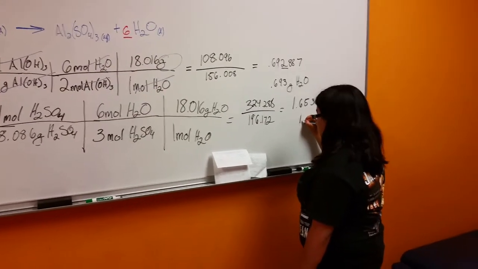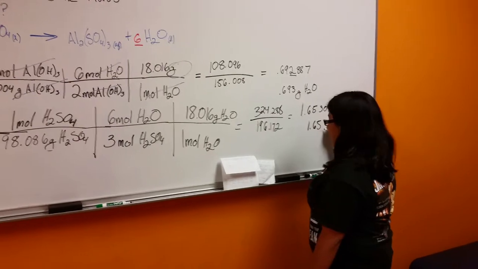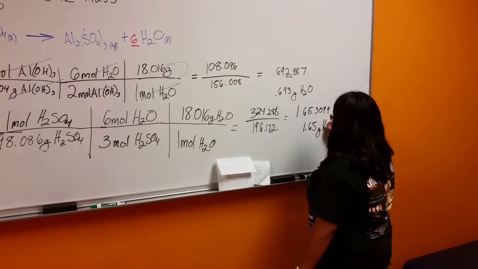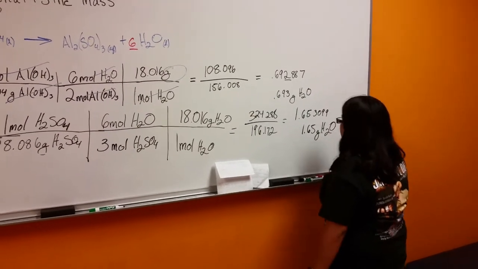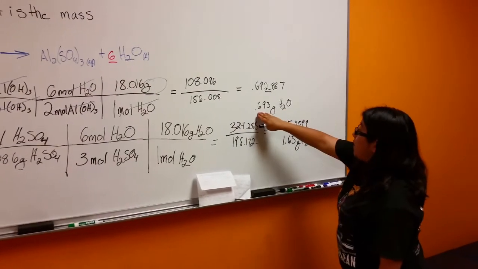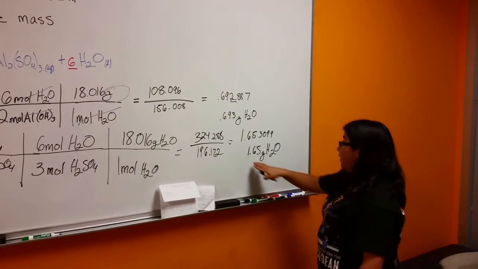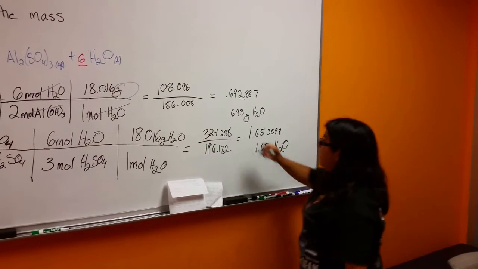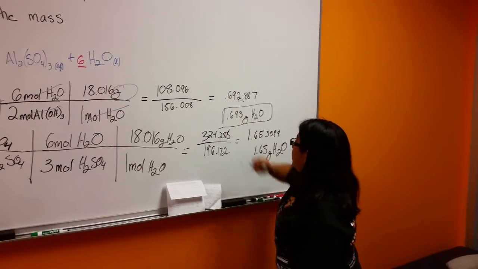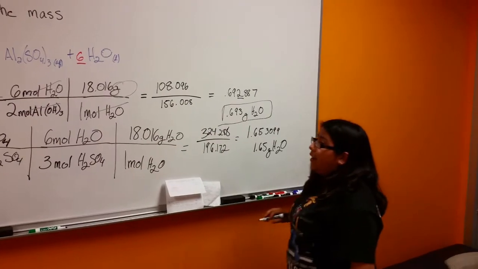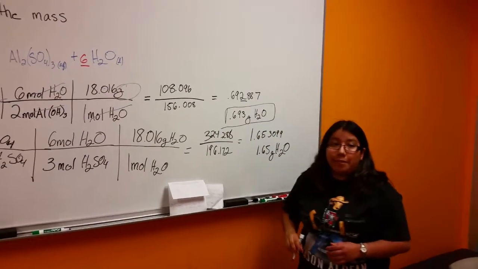And we are left with 1.65 grams of water. Because the decimal 0.693 is significantly less than 1.65, this is going to be all the water you're going to get out of it, and aluminum hydroxide is your limiting reactant.